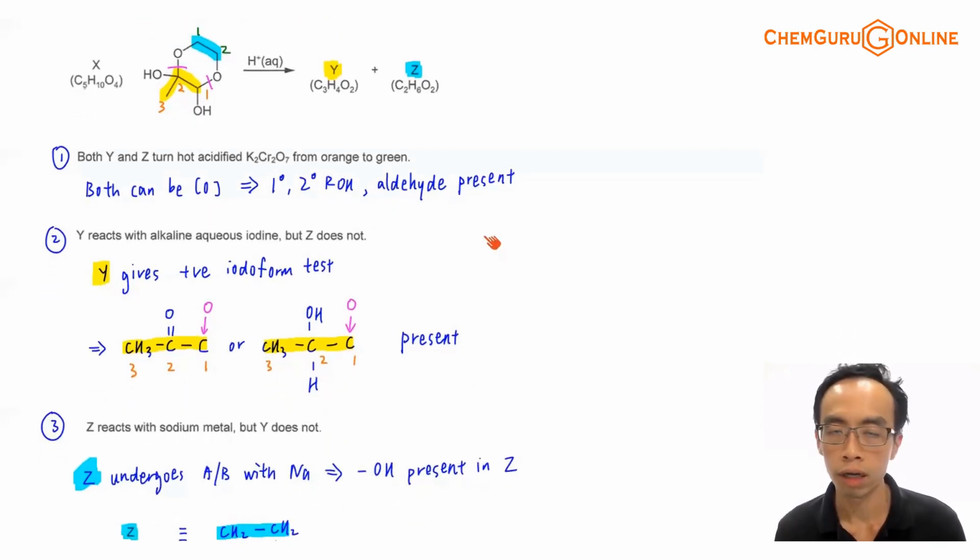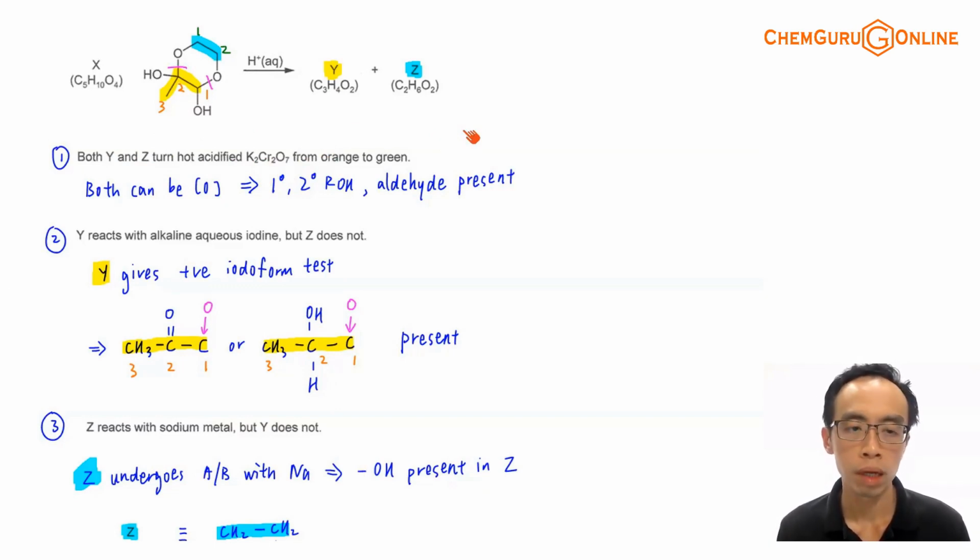The next thing is we have to identify the functional groups. First, both Y and Z can turn hot acidified dichromate from orange to green. So both of them can be oxidized. Since dichromate is an oxidizing agent, all the possible functional groups we can consider are an alcohol, primary and secondary alcohol, or an aldehyde. All these things are possible.